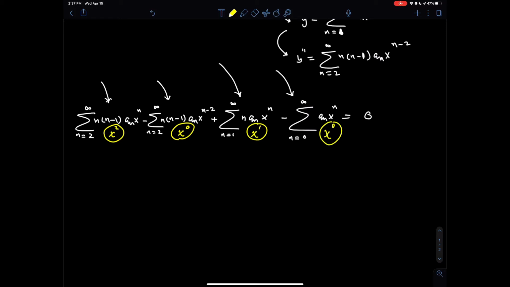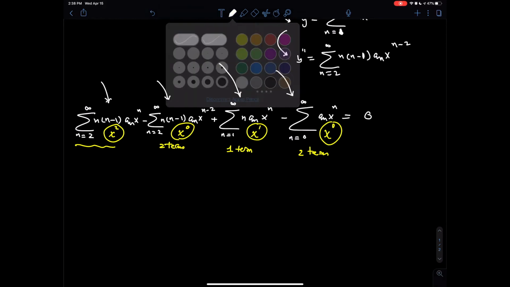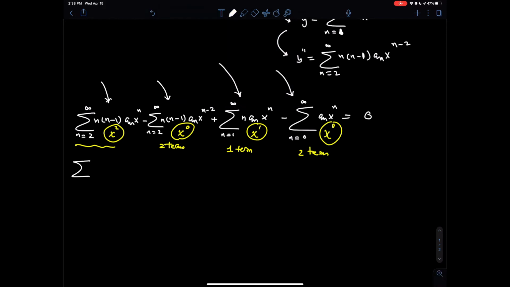All right, well, that means we keep this one. We take 2 terms out of this one. We take 1 term out of this one. And we take 2 terms out of this one. Because remember, they all have to start with the same power of x, and you always want to match the highest power. So we'll write the first one as is.